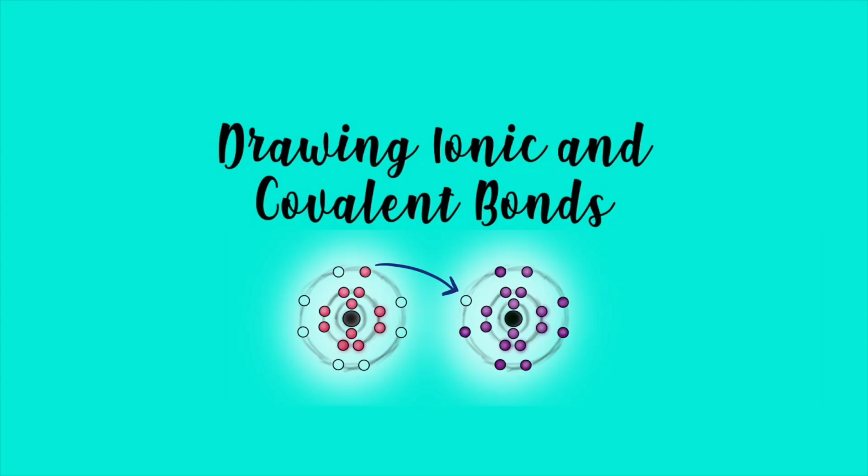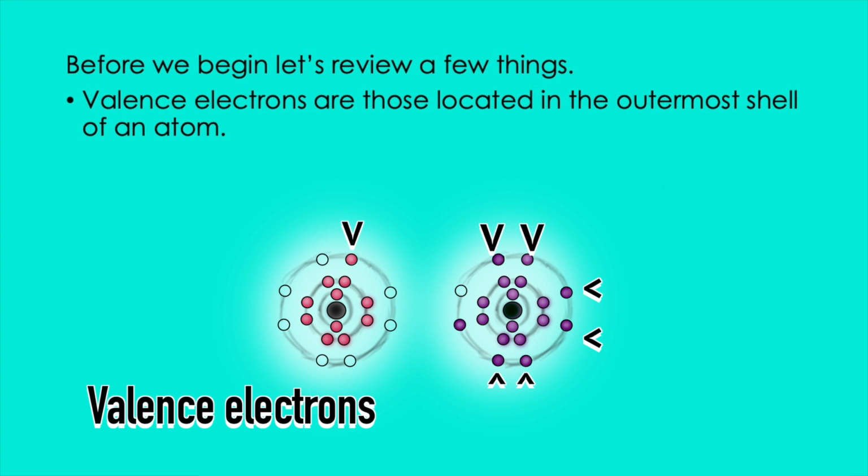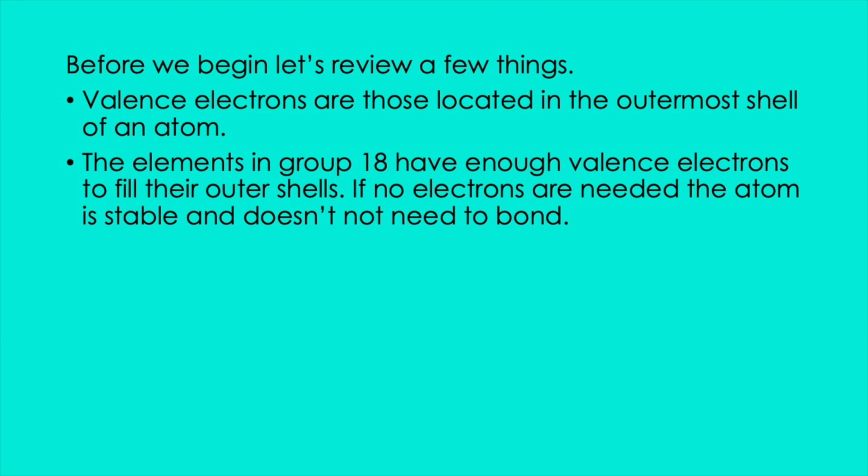We're going to look at drawing ionic and covalent bonds. Before we begin, let's review a few things. Valence electrons are those located in the outermost shell of an atom. And remember, the group number is what tells you how many valence electrons there are.